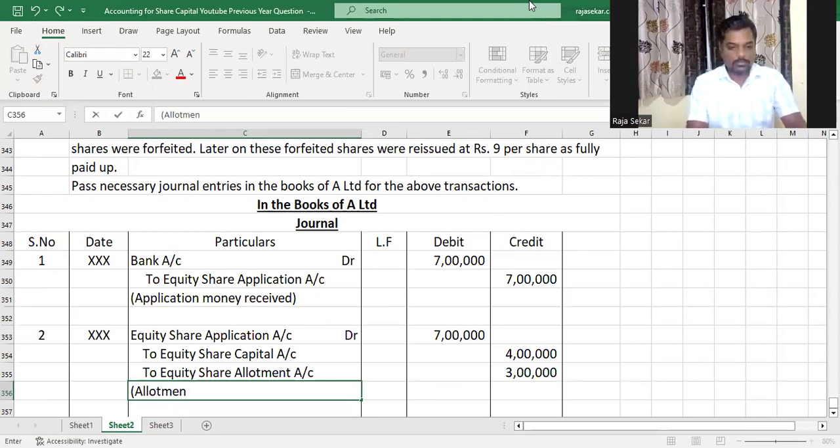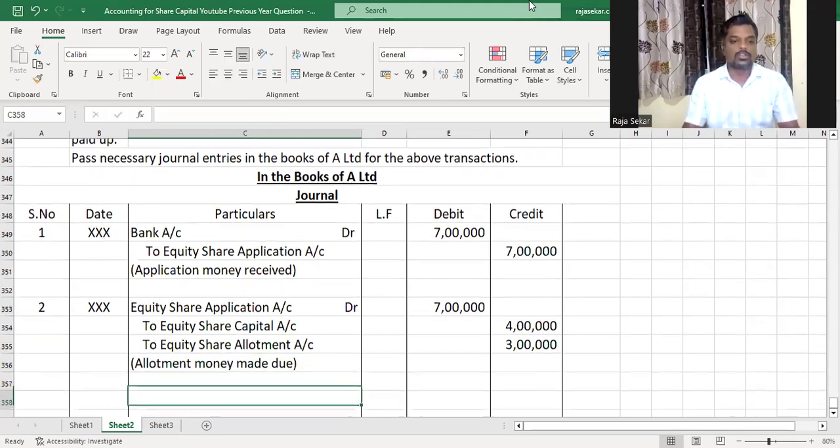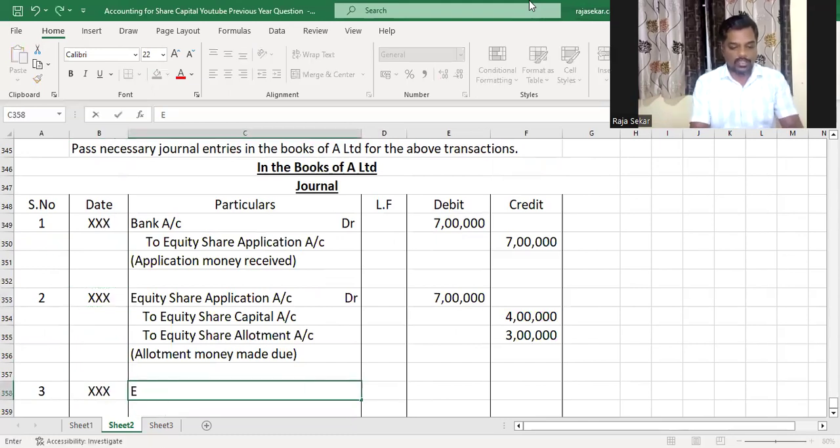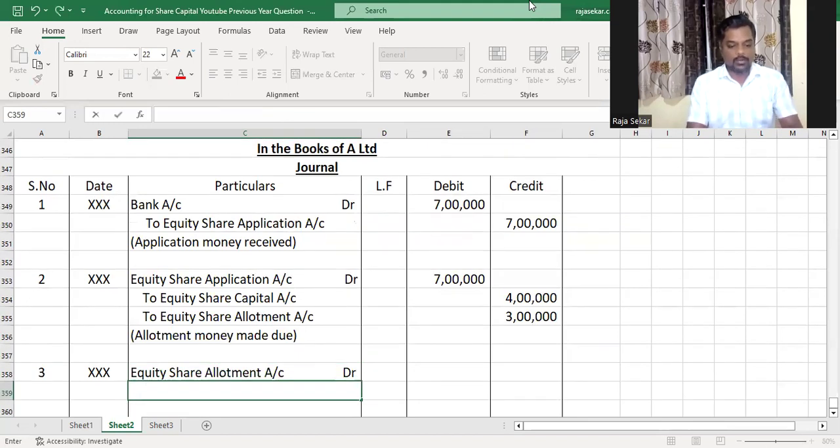So, allotment money made due. Understood or not, my dear children? All right, moving on to the third question, third journal entry. We make the allotment money due in this journal entry. Equity share allotment account debit. As allotment includes premium, we also credit share capital and premium account.